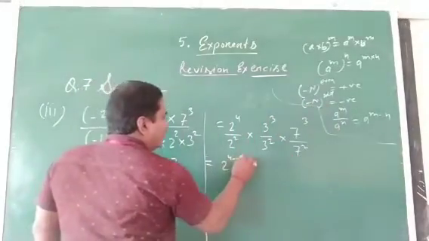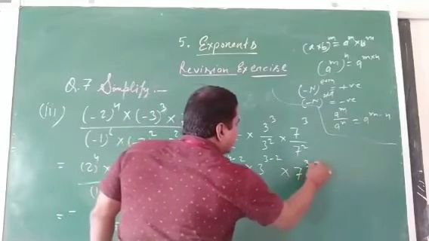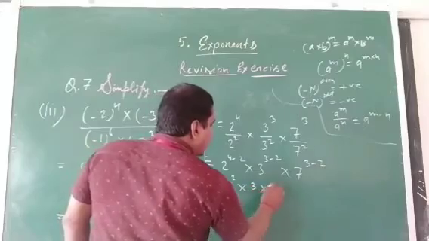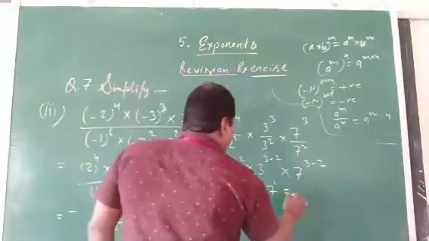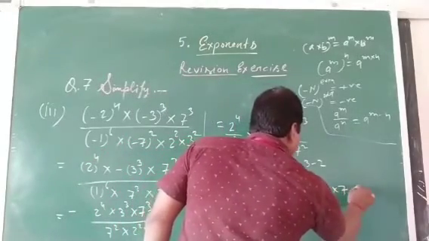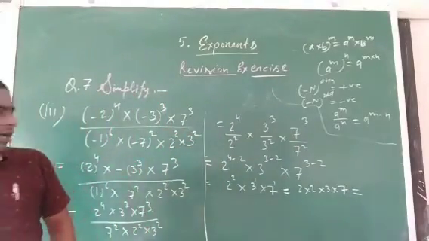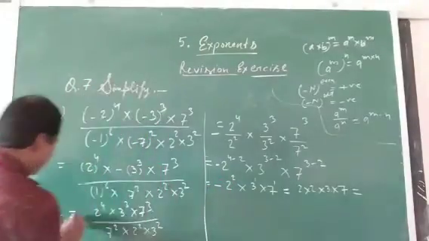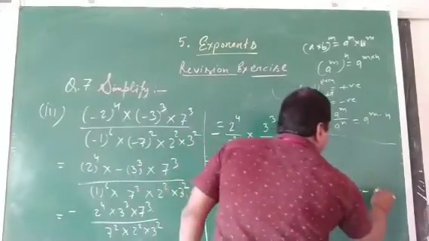Now apply here 2 to the power 4 minus 2, 3 to the power 3 minus 2, 7 to the power 3 minus 2. So here 2 to the power 2, 3 and 7 to the power 1. Okay, clear? So solve this one: 2 into 2 into 3 into 7. 2 times 2 is 4, 4 times 3 is 12, and 12 times 7 is 84. Minus sign, here I forgot. So here minus 84.